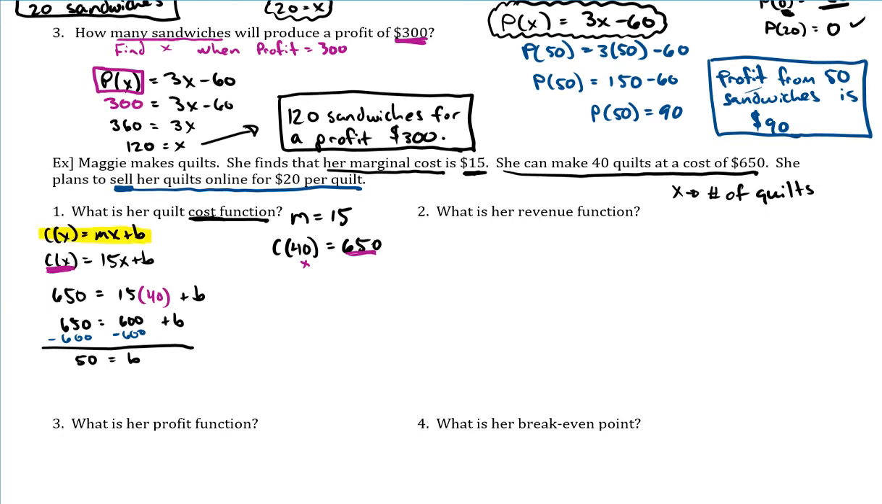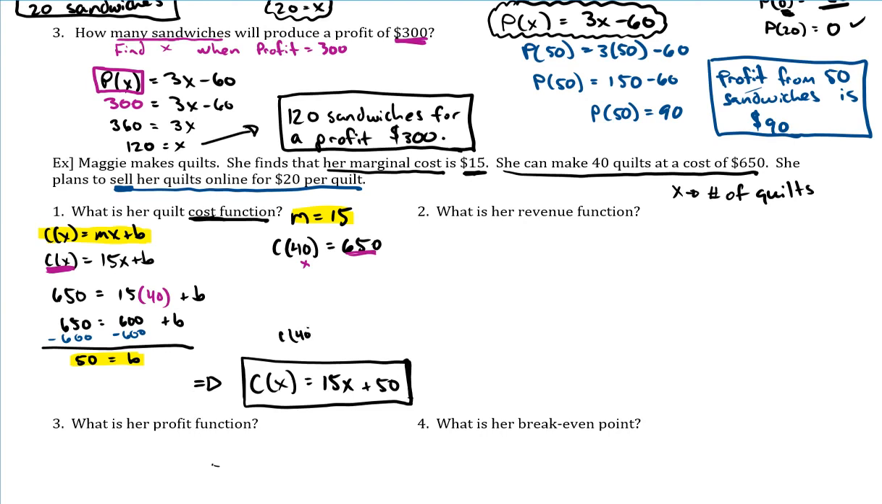So that is in this form. But we'll just combine the letters that we just found and create C of x is equal to, so change the m to 15 and then keep x and then plus 50. All right, there we go. That's her cost function, and if we plug in 40, we could check. If you plug 40 into there, 15 times 40 plus 50 is 650.